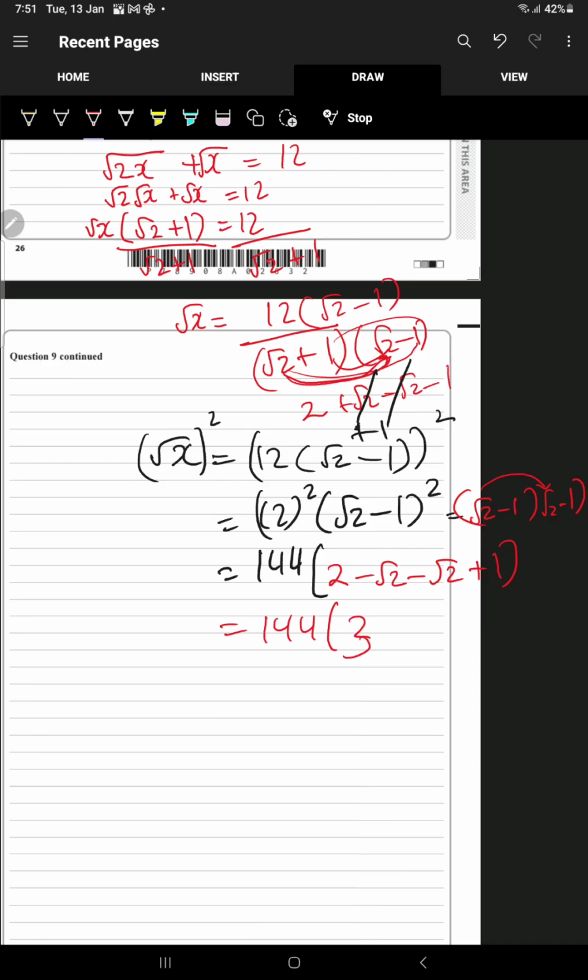So if you expand it, you have 144 times 3 is 432, plus 144 times minus 2 root 2 here. Oh, sorry. 144 times 2 is minus 288 root 2.